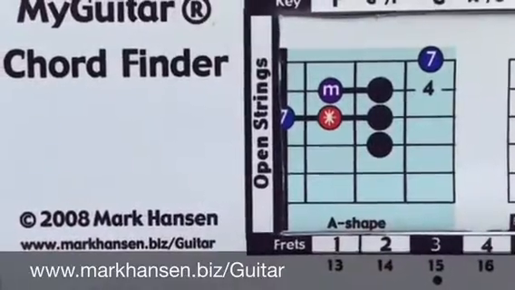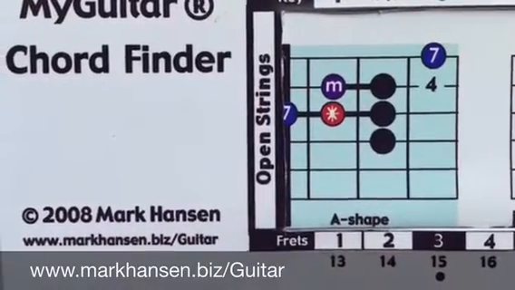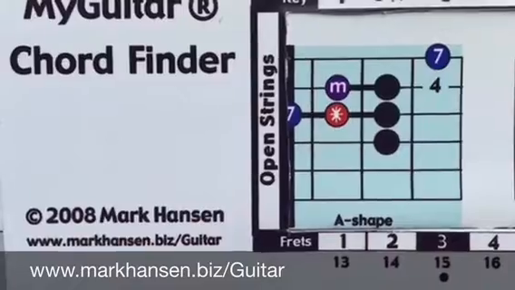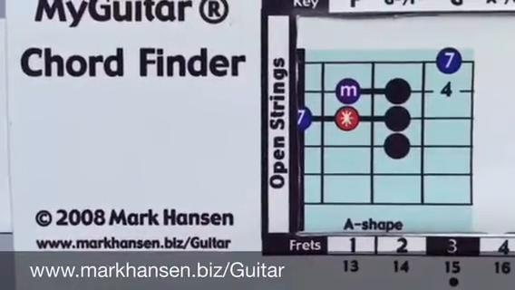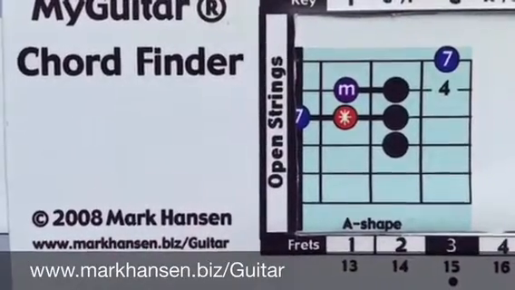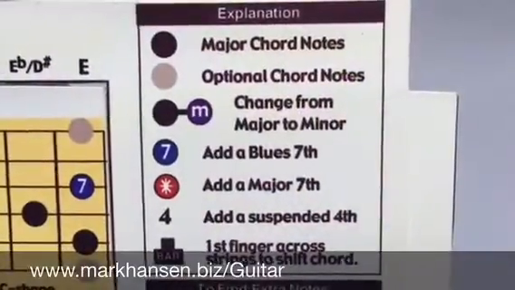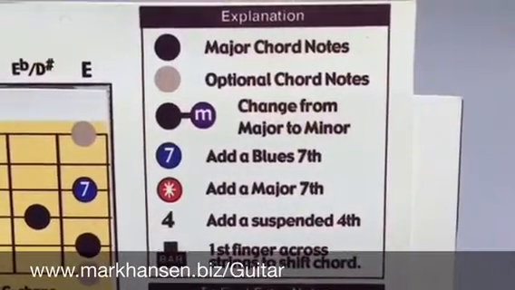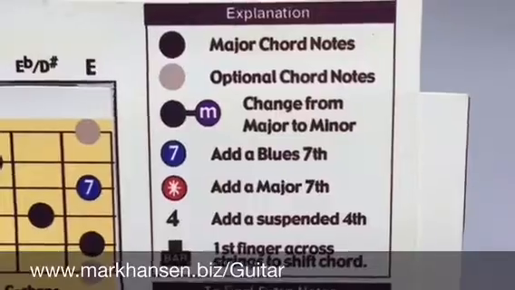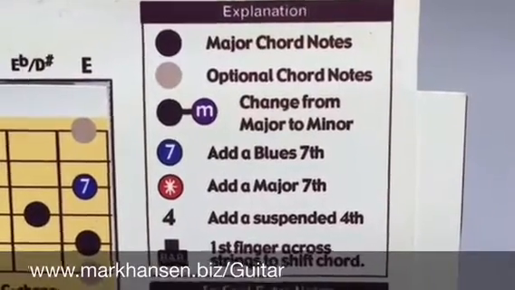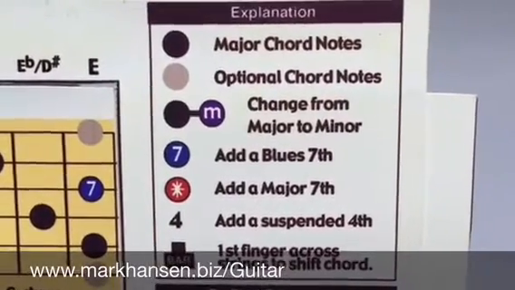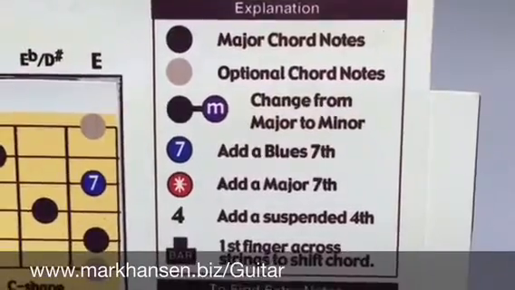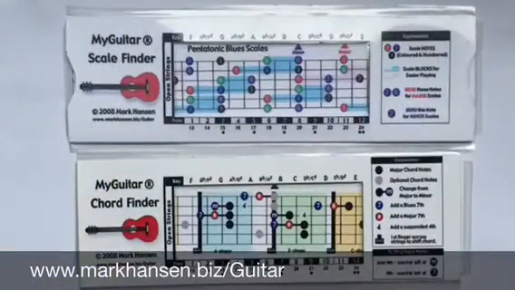And if you slide your finger, or move it in this case, to get to the 7 note, you get an A7 chord. You can also add your finger on the 4 to get a sus4 chord. The explanation notes indicate this: changing to minor, adding a blue 7th, adding a major 7th, adding a suspended 4th, and also bar positions. These are the basic versions of my scale and chord finder.